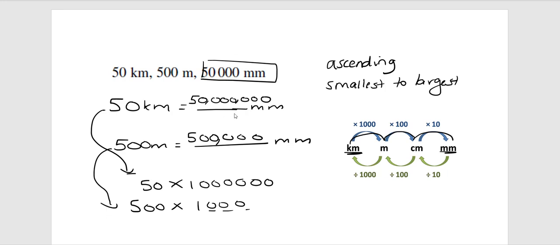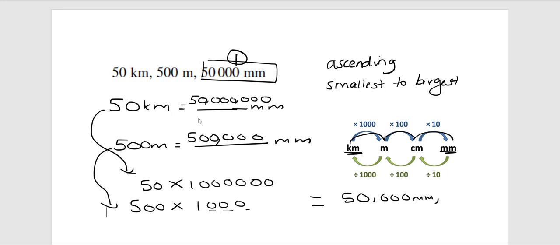Now that they are all in millimeters, let's arrange them from smallest to largest. So out of these three values, I've got 50,000 millimeters, I've got 50 million millimeters, and 500,000 millimeters. The smallest one would be the 50,000 millimeters. That's my first one, so small to largest. So as my final answer, I'm going to try and write down the units from the question. So 50,000 millimeters was smaller.